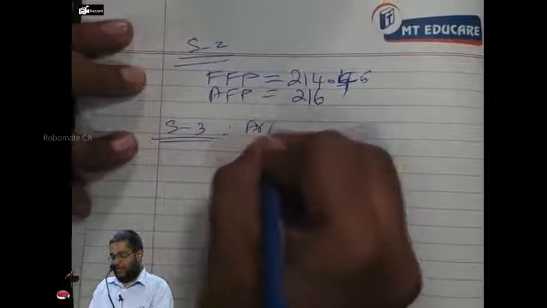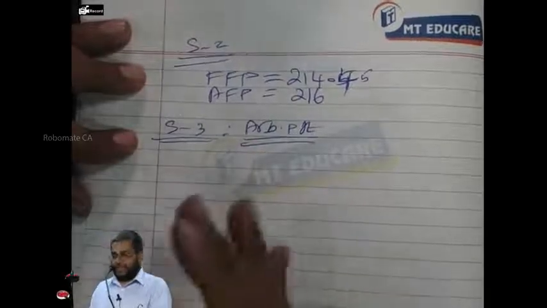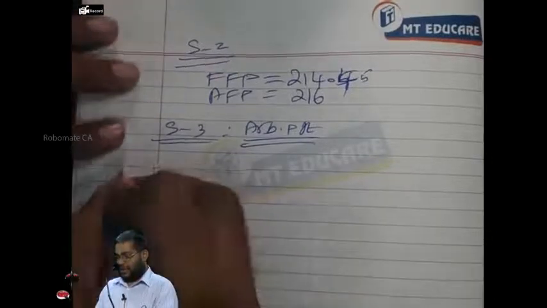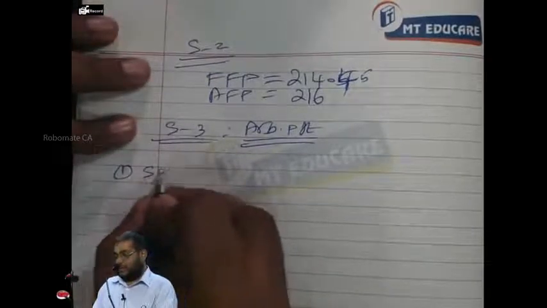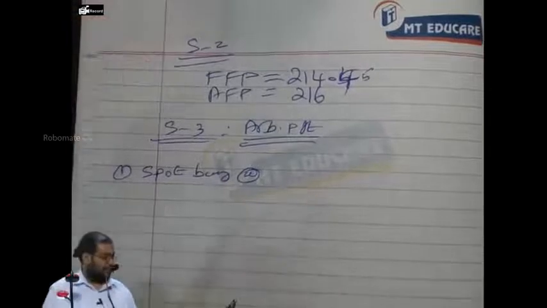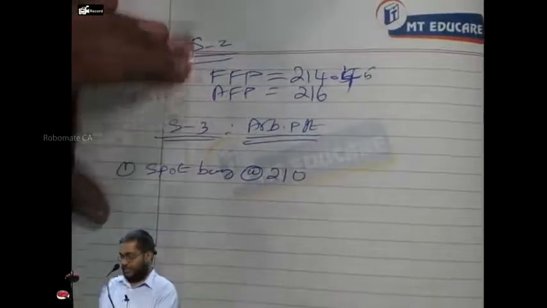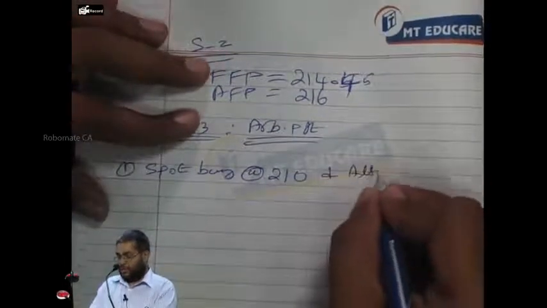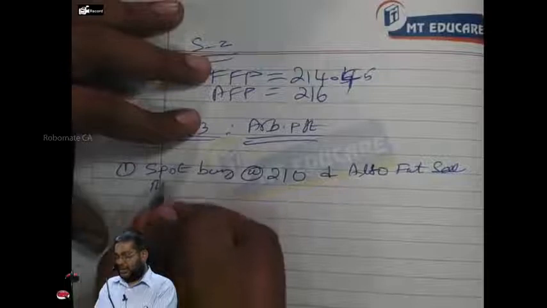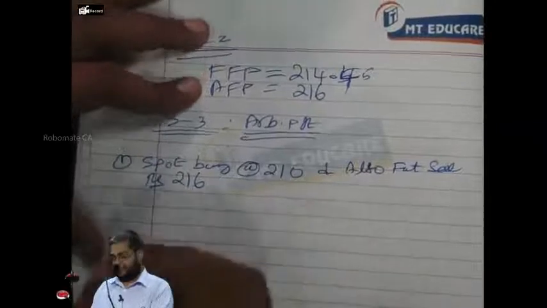Arbitrage profit. We'll do it as per the institute. Also see how it can be booked logically. Now, arbitrage profit. Point number 1. What is point number 1? Spot buy at how much rupees? Look at the Reliance. What is the Reliance share price today? 210. Spot buy at rupees 210. And also what? Futures sell. Futures sell at how much rupees here? Rupees 216. Also futures sell at rupees 216.